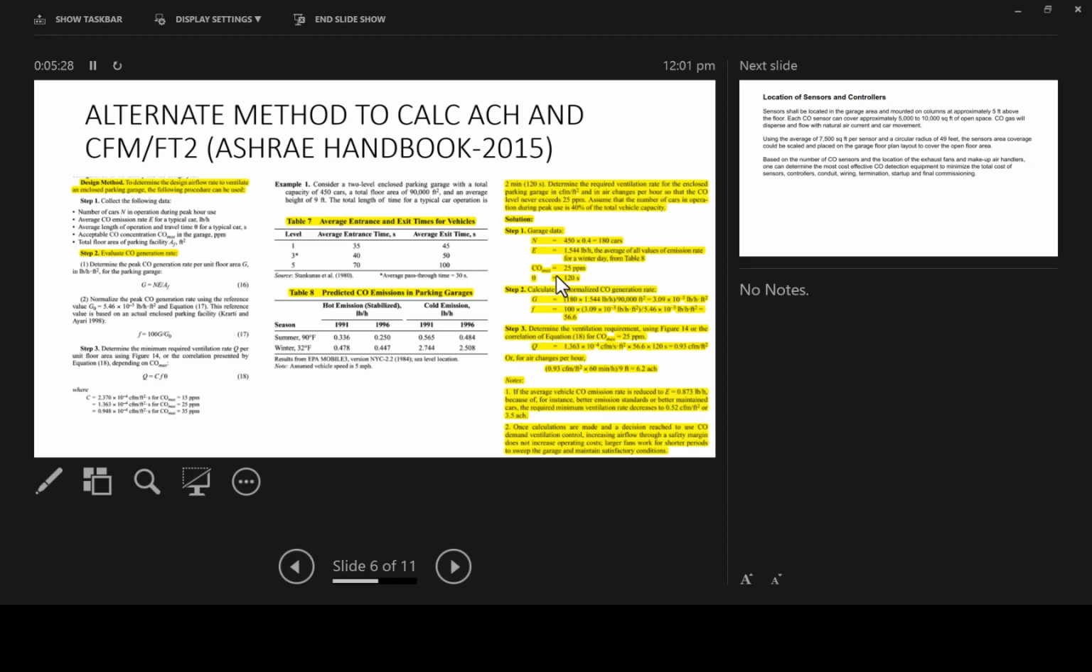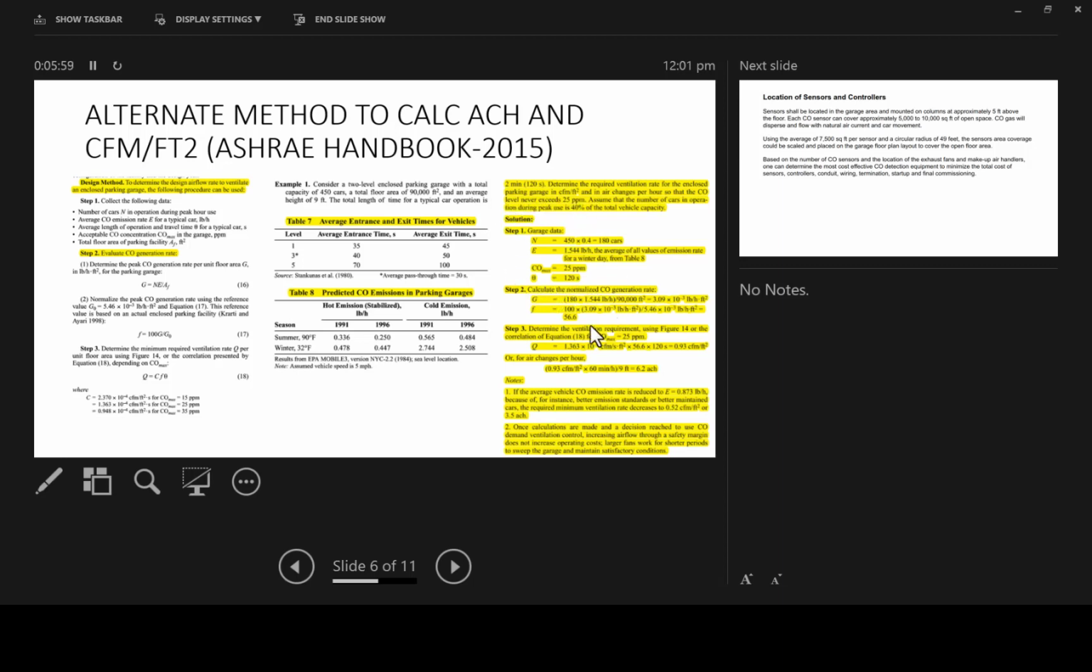If the CO level increases above 25, the carbon monoxide sensor detects the level and increases the speed of the fan. So we take 25 ppm as the basis, and that is the average entrance and exit time for a vehicle. So they are taking it as an average.